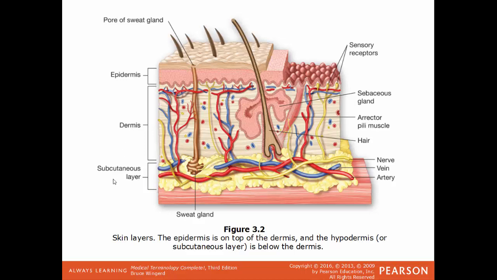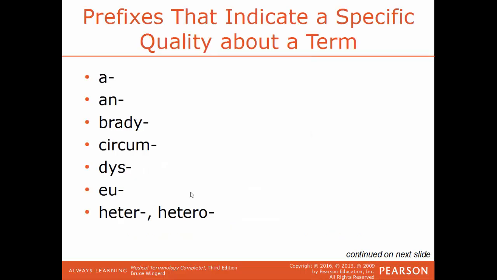The layer below that, subcutaneous or the hypodermis. Sub means lower than or below. Cutaneous is another reference for the word skin. So below the skin. Alright, prefixes that indicate a specific quality about a term. A and an both mean without or lacking. Brady means slow. Someone who has bradycardia has a slow heart rate. The prefix circum means around, such as moving around in a circle.